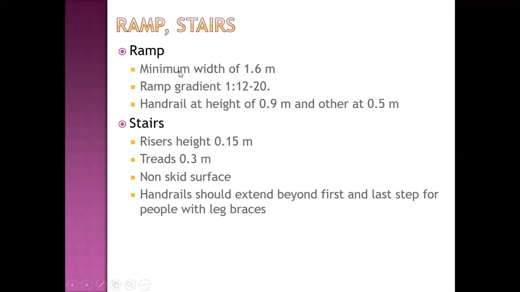Then ramp should have a minimum width of 1.6 meters with a gradient of 1:12 to 20. Handrail should be at the height of 0.9 meters as well as 0.5 meters. Stairs should have risers of 0.15 meters and treads of 0.3 meters. Stairs should have a non-skid surface, and handrail should extend beyond first and last step for people with leg braces.